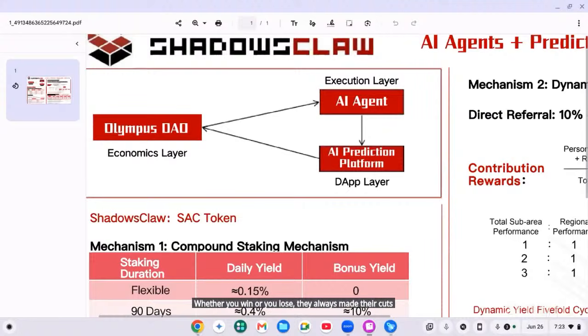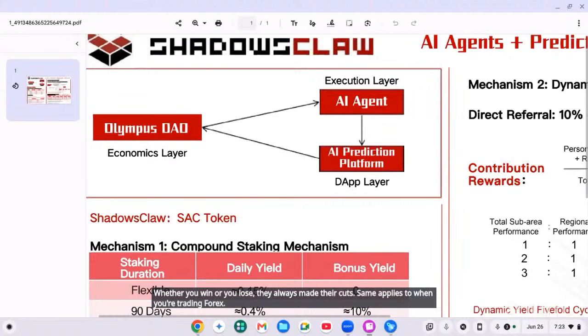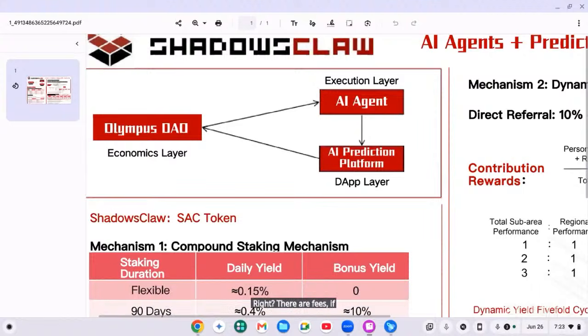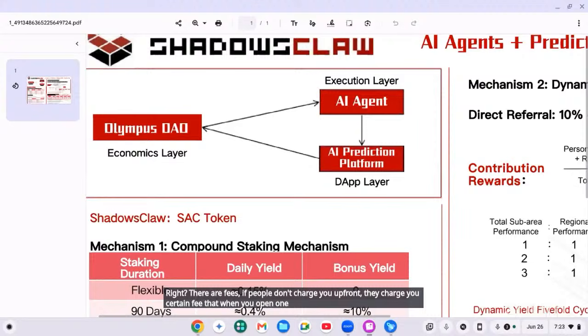Same applies to when you're trading forex, right? There are fees. If people don't charge you upfront, they charge you certain fee that when you open one lot, whether you win that lot or not, we are charging you $25 or $50 for just opening that trade. Whether you make money or not, these brokers are making money.